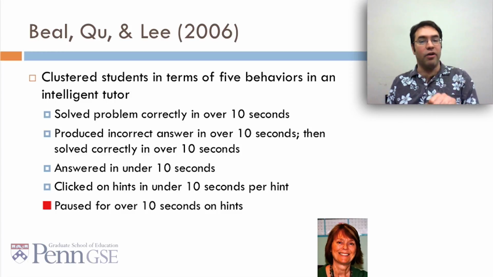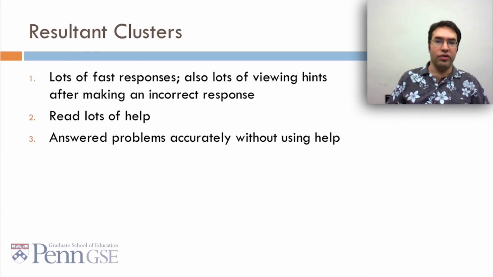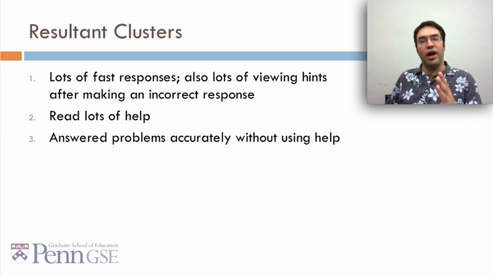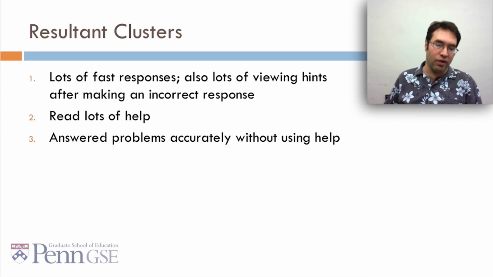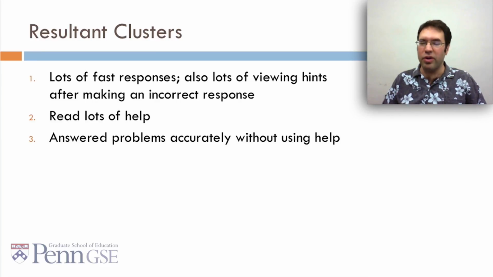So having established these 5 behaviors, they then tried to cluster the students in terms of how much the students engage in these. They found 3 resultant clusters. The first cluster had a lot of fast responses and also did a lot of viewing hints after making an incorrect response. The second group ended up reading a lot of help, and the third group answered problems accurately without using much help at all.